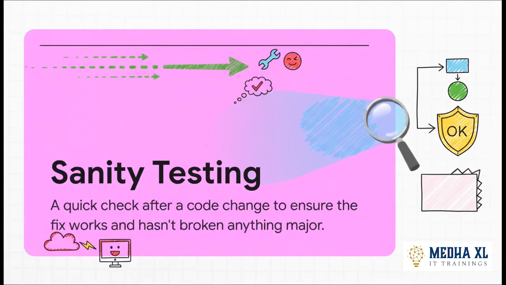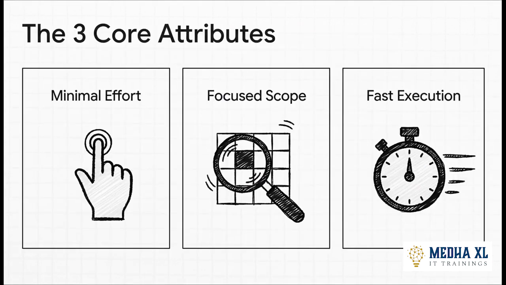So what exactly is it? Well, think of it like a quick, laser-focused check right after a code change. We're not trying to test every single nook and cranny of the software. Instead, it's a very targeted mission with just two goals. First, make sure that specific bug is gone, and second, make sure the fix didn't accidentally break something important right next to it. And these three things are what make it just so powerful.